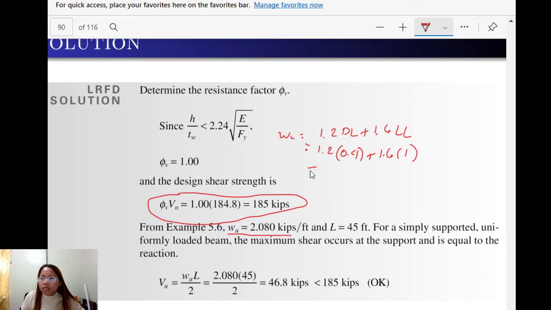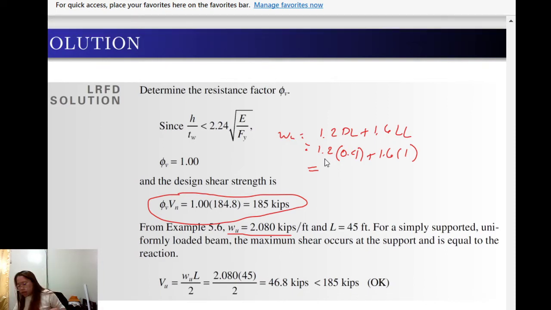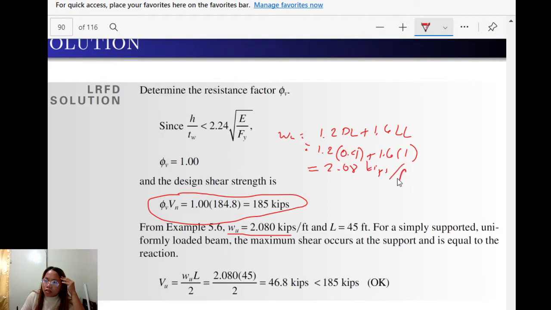So the answer now would be, my calculator, compute this 1.2 times 0.4 plus 1.6. Sorry, 2.08. That is 2.08 kilopounds per foot. And the L is given approximately 45 feet. For a simply supported uniformly loaded beam, the maximum shear occurs at the support and is equal to the reaction.